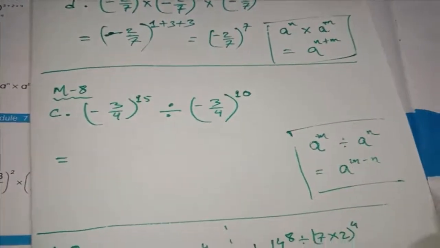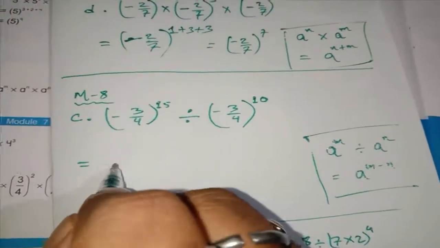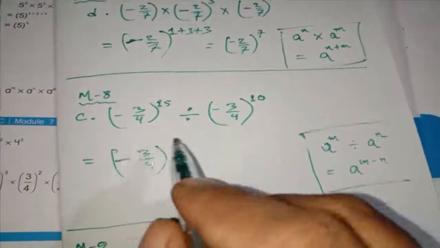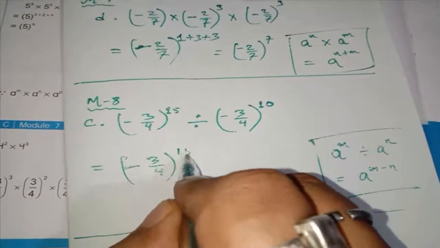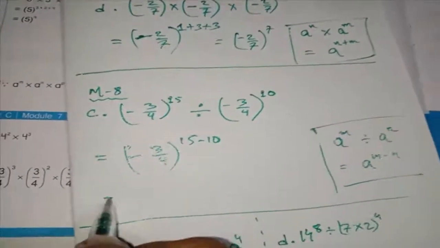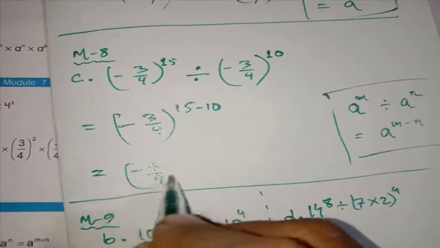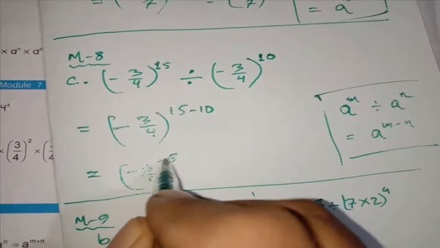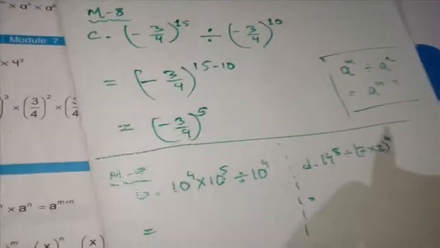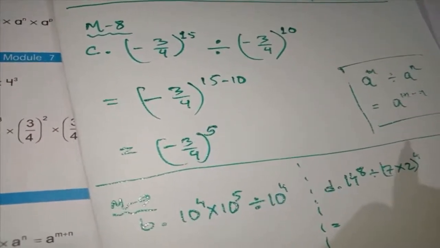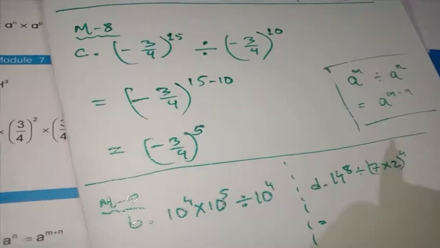Following this rule, the base will remain the same, minus 3 by 4, and to the power 15 minus 10, which will give you minus 3 by 4 whole to the power 15 minus 10, which is 5. Okay, this is how you are going to solve all the problems in module number 8.